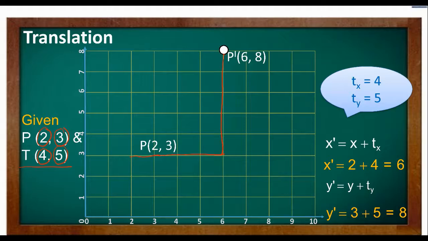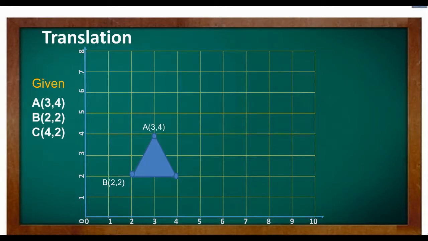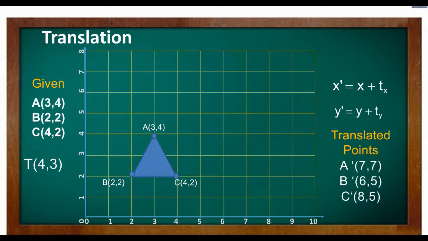But how to translate an object like this? If it is an object, we have to translate each and every point and we have to redraw the image with the translated points. Let us see an example. Given A of 3 comma 4, B of 2 comma 2, C of 4 comma 2, and the translation vector is 4 comma 3. We can calculate x dash, y dash, that is A dash, and it is 7 comma 7.